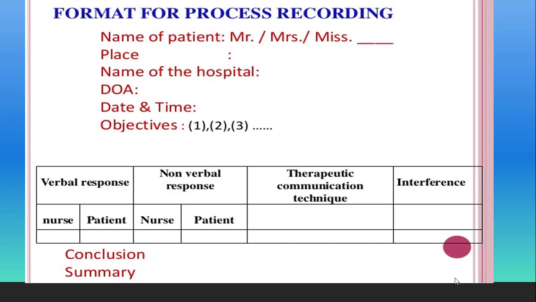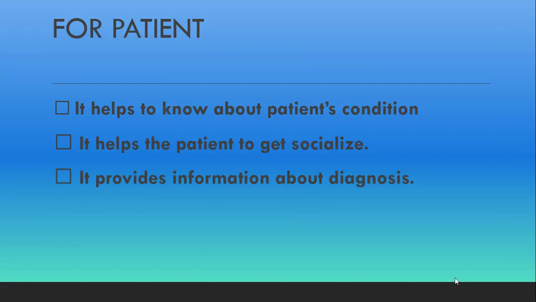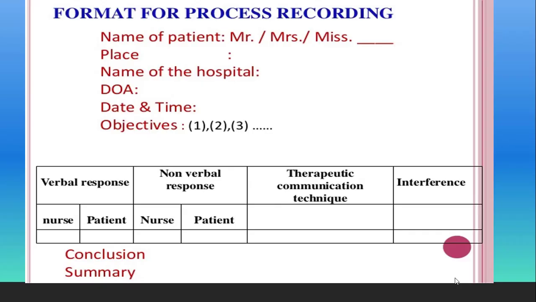Aims and objectives for the patient, for the nurse. So you can note down like 1, 2, 3. Then you can write the aims and objectives for the student nurse as well as the aims and objectives for the patient. After that you have to draw the column like this.